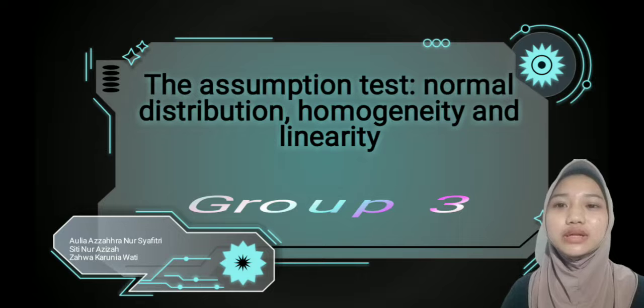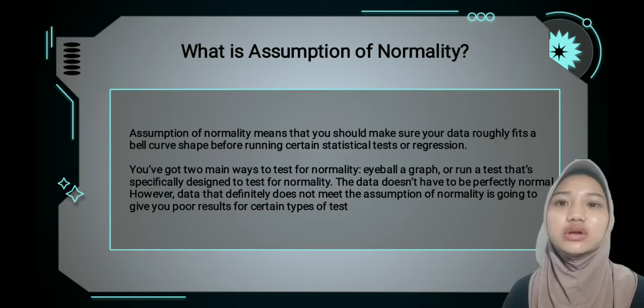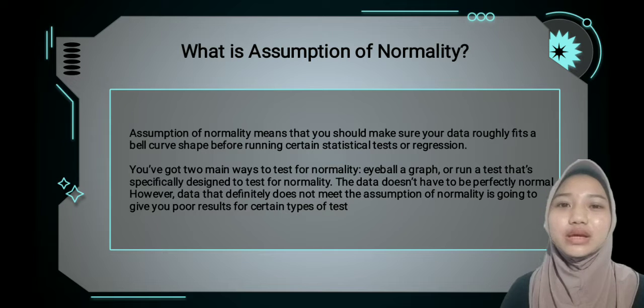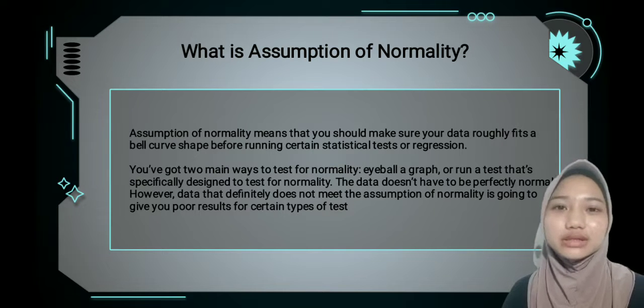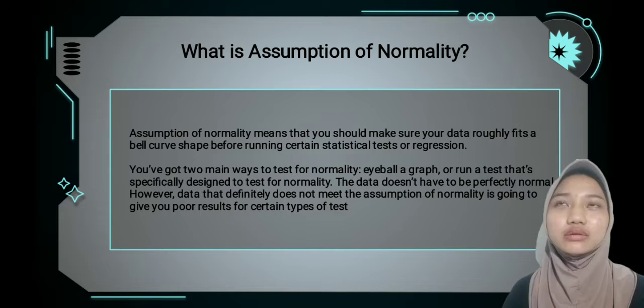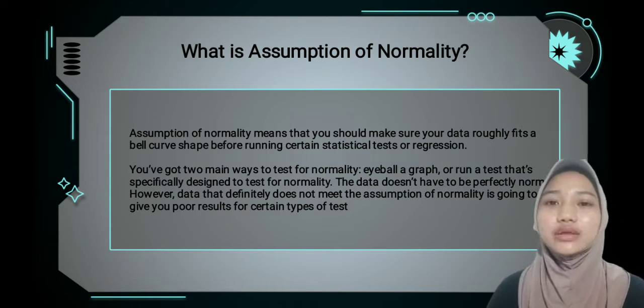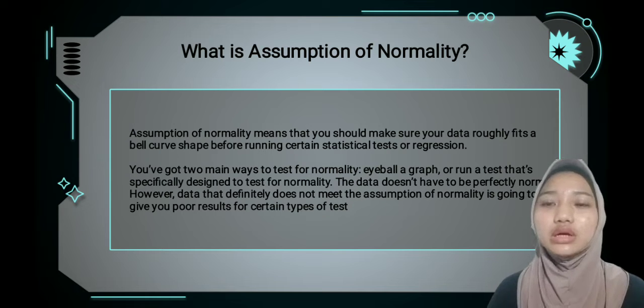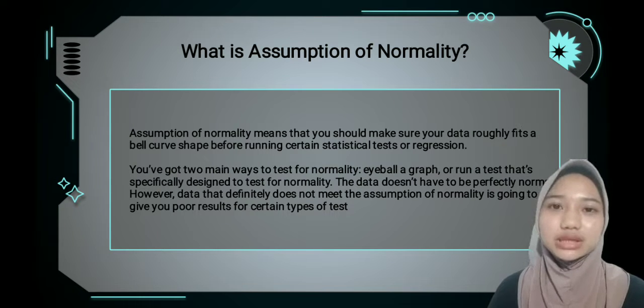For the first explanation, I will explain myself about normality. What is assumption of normality? Assumption of normality means that you should make sure your data roughly fits a bell-curve shape before running certain statistical tests or regression. You've got two main ways to test for normality: eyeball a graph or run a test that's specifically designed to test for normality.